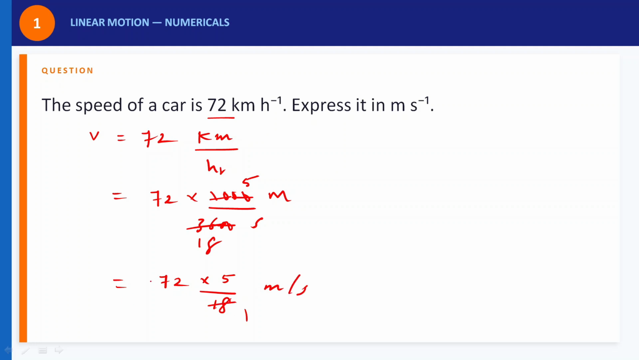18 ones are 18, 18 fours are 72. Then finally speed equal to 4 into 5 meter by second. So V equal to 20 meter by second.